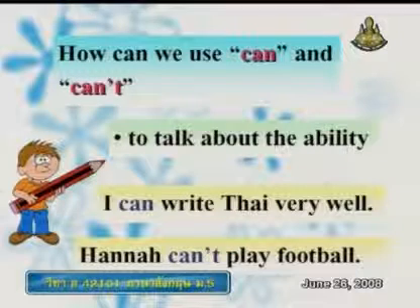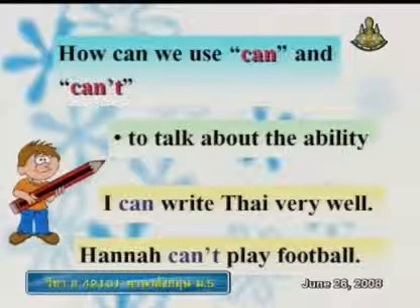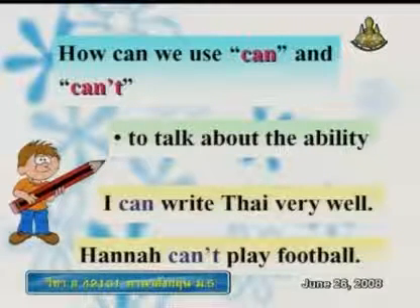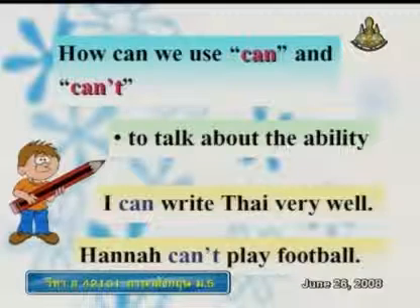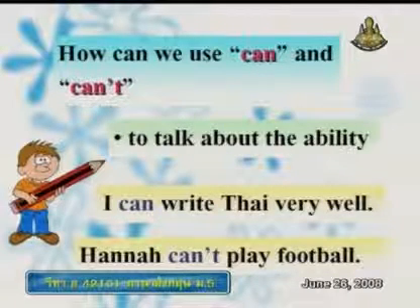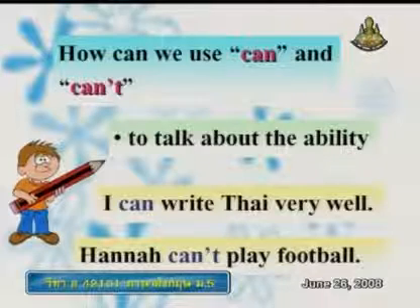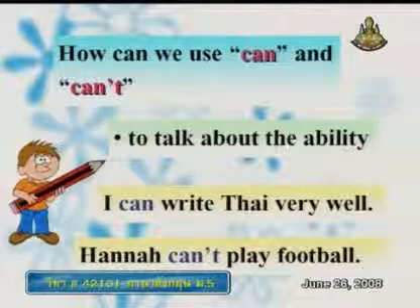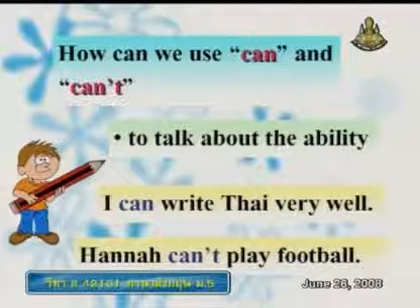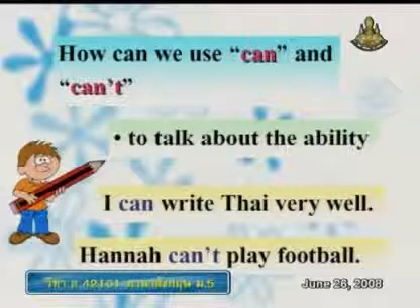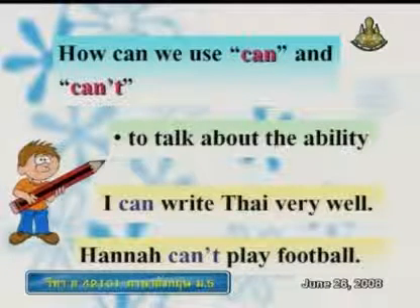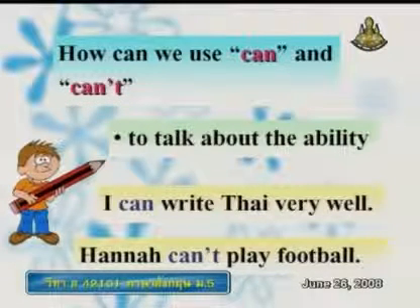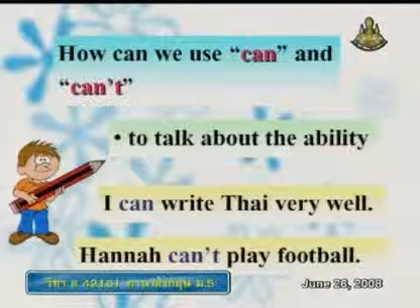Can you tell me about your ability? For example, I can speak Thai very well. How about you? What's your ability? Varaporn, tell me what you can do. I can smile very beautifully. What's your ability? Tell me. I can speak Thai very well. How about you? What can you do? I can play. Okay, she can play badminton.